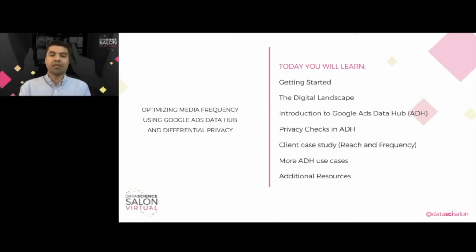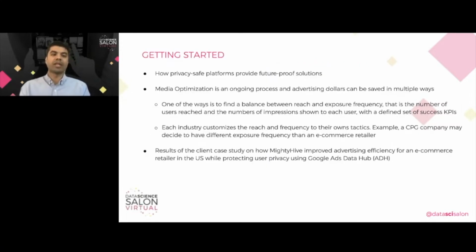So getting started, what kind of things are we going to talk about today? We will start with how privacy-safe platforms provide future-proof solutions, and in specific, we will be talking about Google's Ads Data Hub. And as we know that media optimization is an ongoing process, and we know that advertising dollars can be saved in multiple ways, we're going to discuss one of the ways where we find a balance between reach and exposure frequency. That is, the number of users reached and the number of impressions shown to each user. And this is implemented with a defined set of success KPIs.